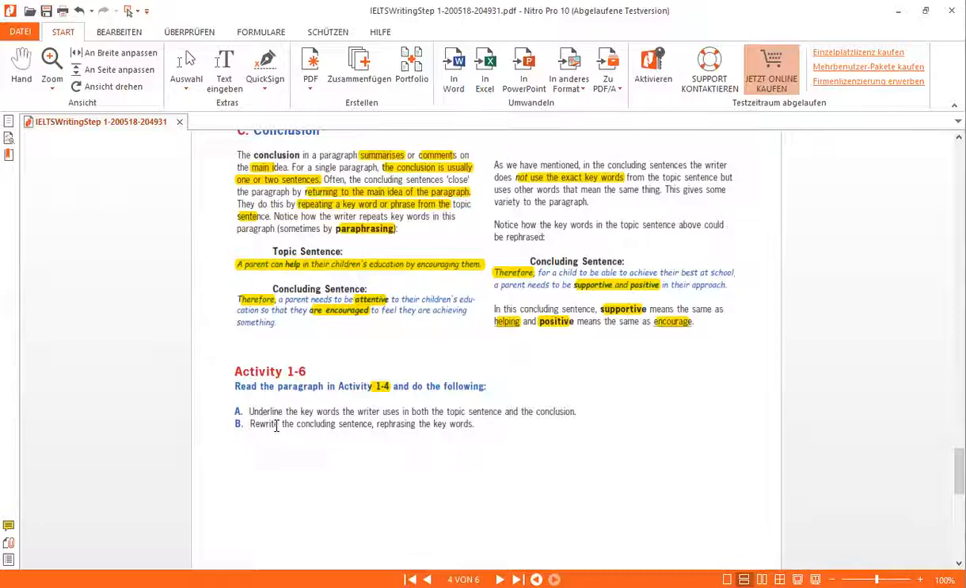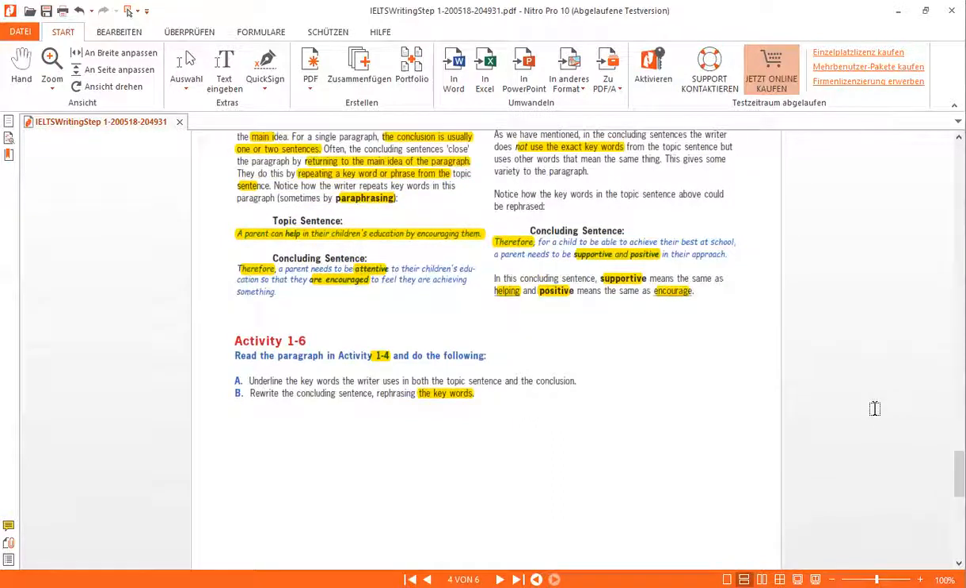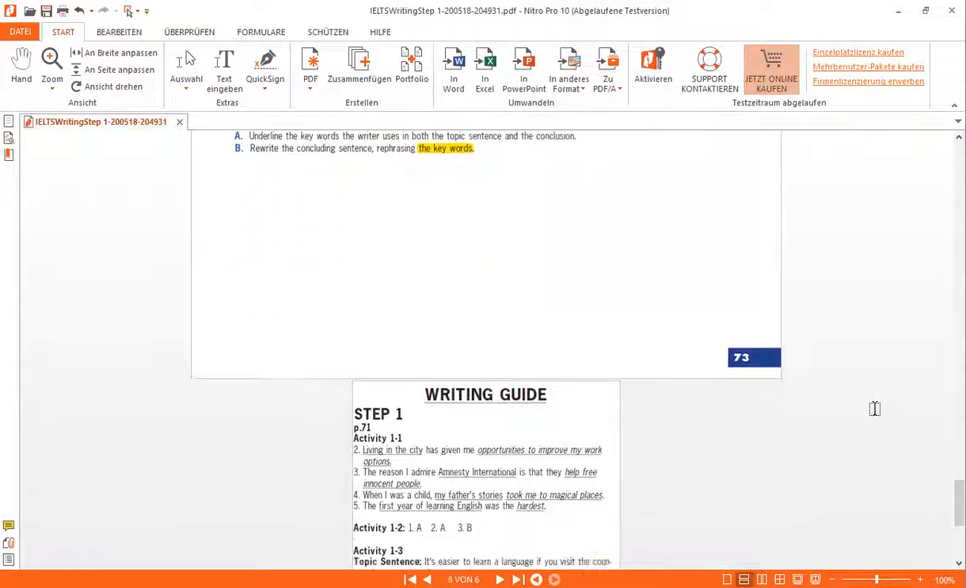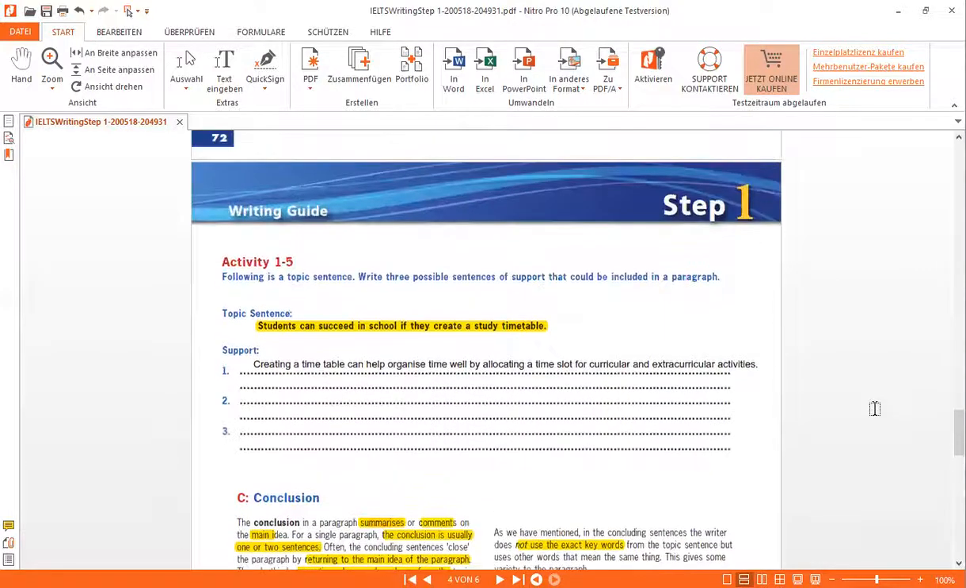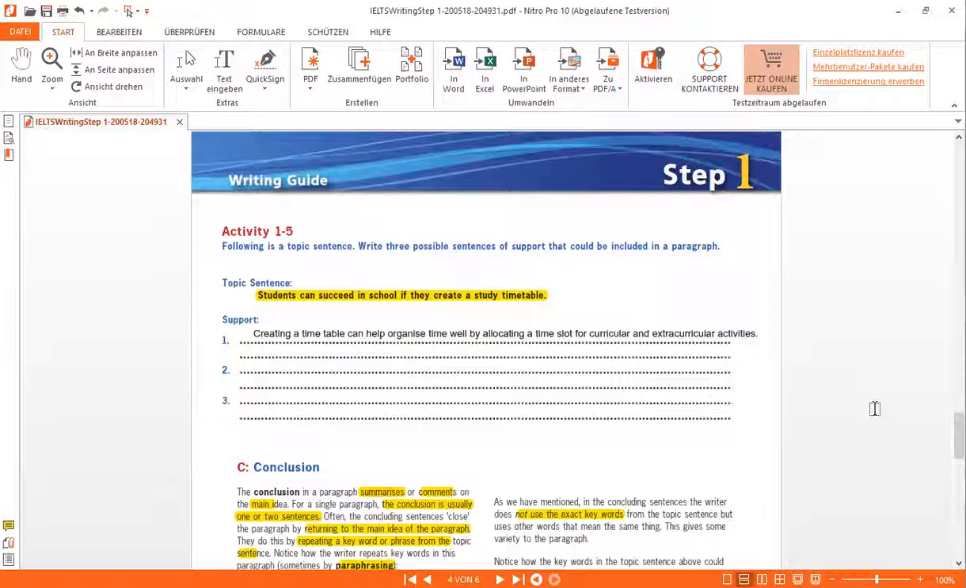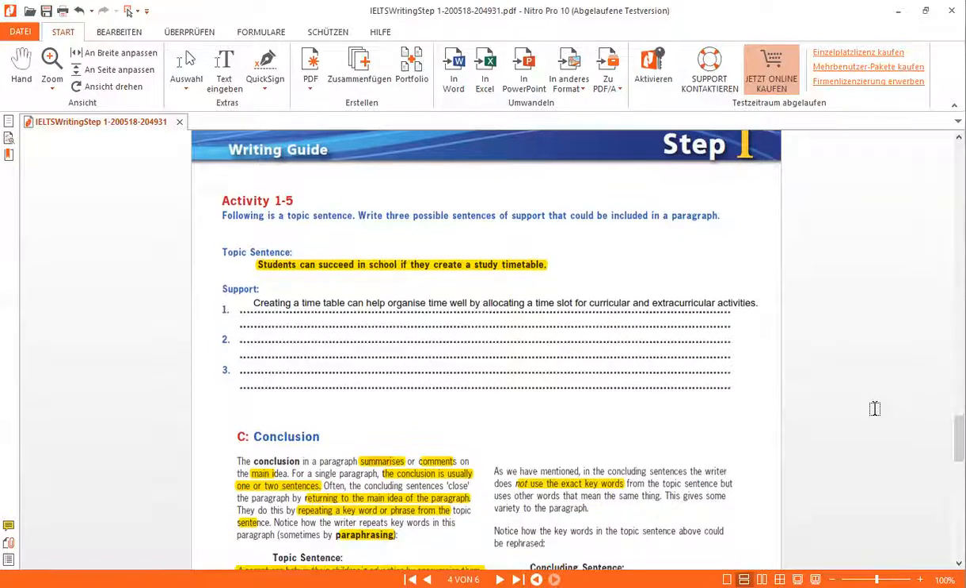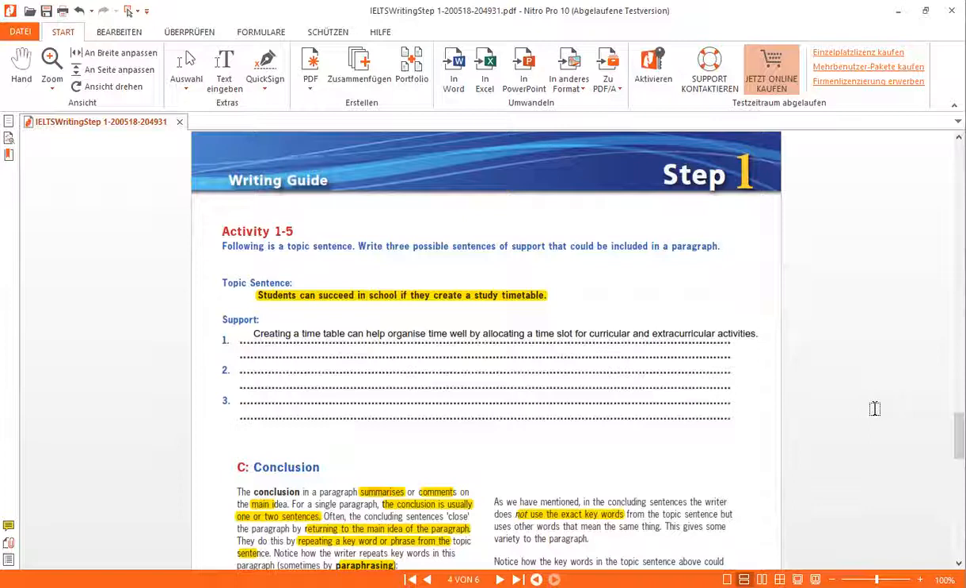And then the next exercise is rewrite the concluding sentence rephrasing the keywords. So in your own words, okay, rewrite the concluding sentence, rephrasing the keywords in your own words. And once you're done, we've got suggested answers here on the last pages for you to look at. And you would have started your journey of writing perfect paragraphs, okay? So to conclude, a paragraph always has a topic sentence, the supporting part, and the conclusion. We've looked at all these elements and how they fit together.